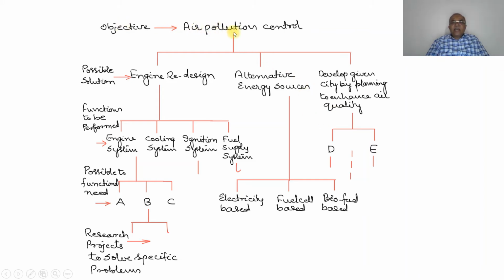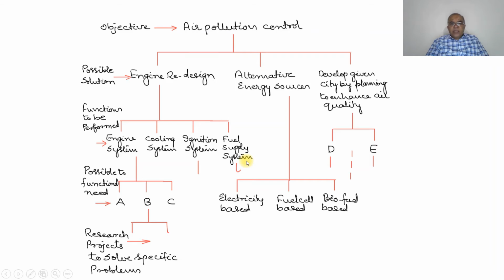as an air pollution control, then it divides into the possible solutions. So what are the possible solutions? Engine redesign, alternative energy sources, and develop given city by planning to enhance air quality. Then again it is subdivided into engine redesign, functions to be performed. What are the functions to be performed on the engine redesign? So that is engine system, cooling system, ignition system, fuel supply system.